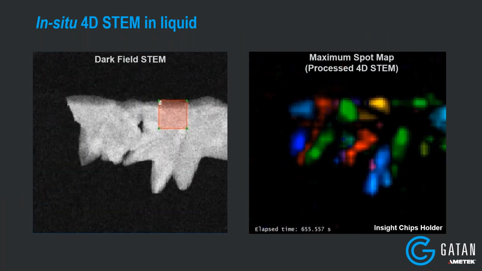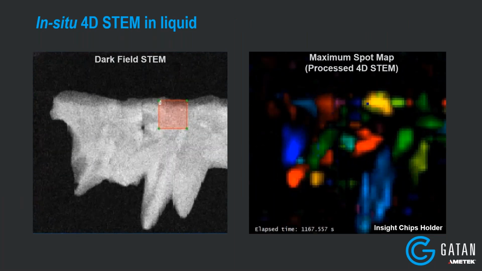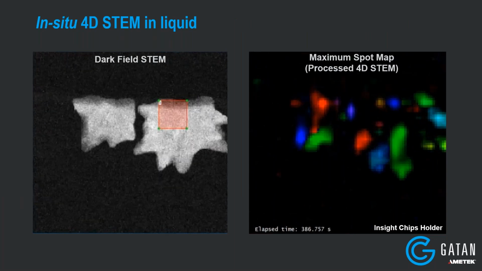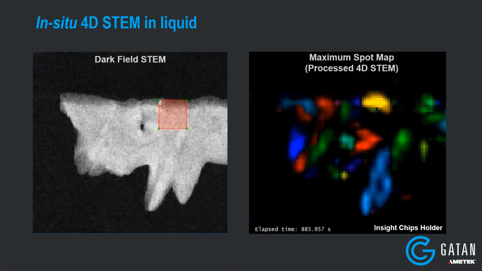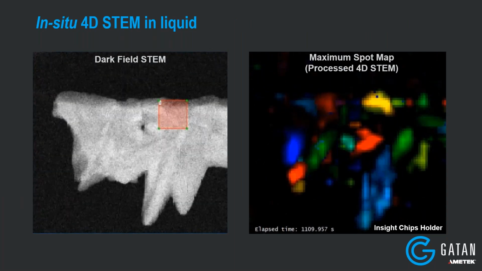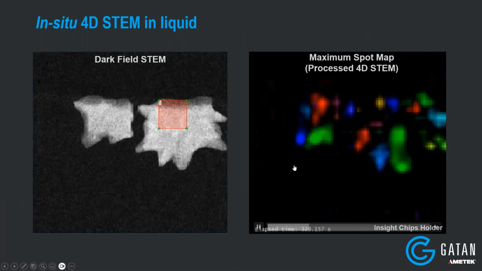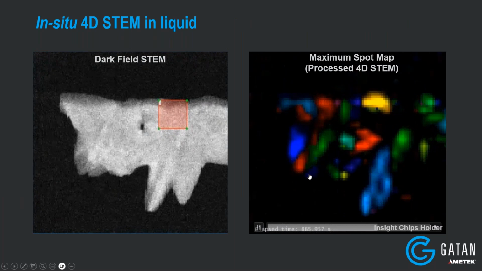But because we are also collecting 4D STEM data cubes, an entire series of 4D STEM data cubes over time, we can go back and process this data and find where are the different nanocrystalline regions in this material that's being formed in situ in the microscope.